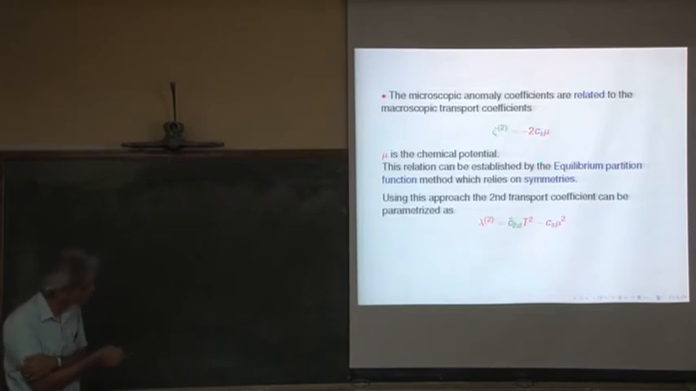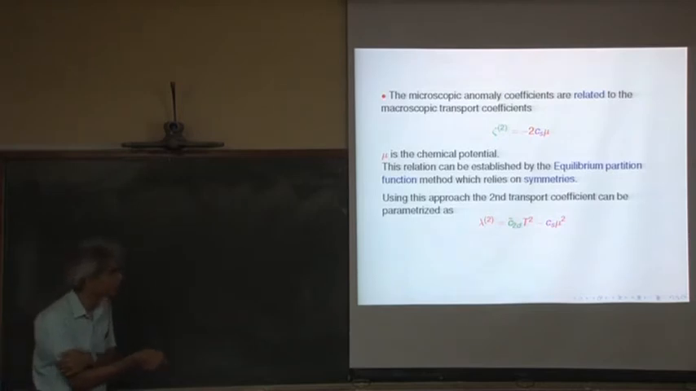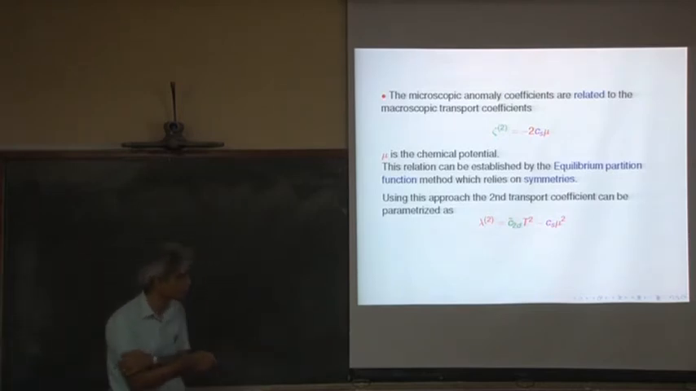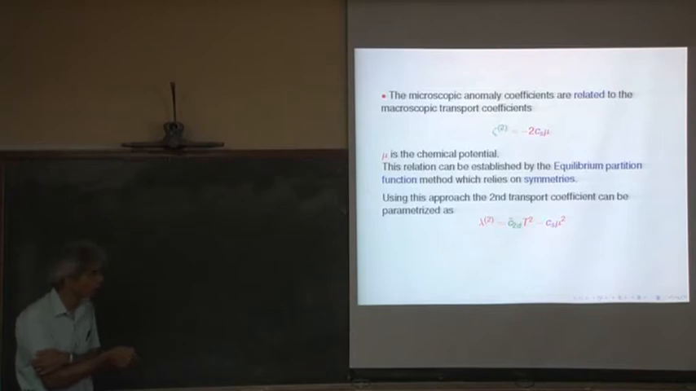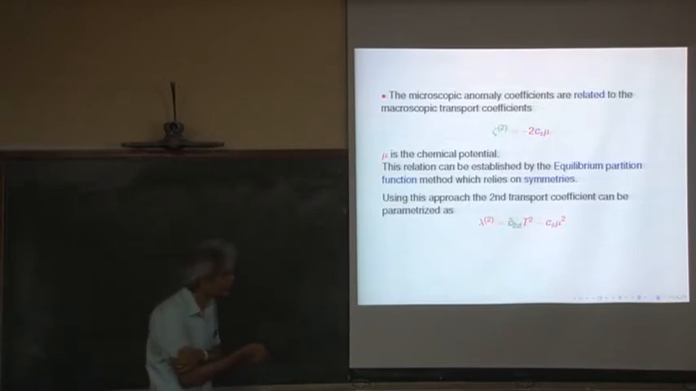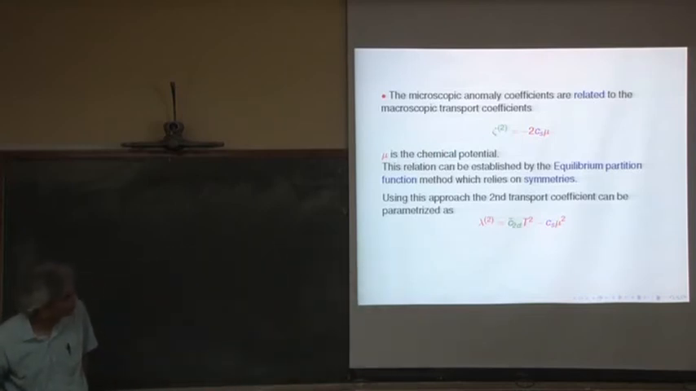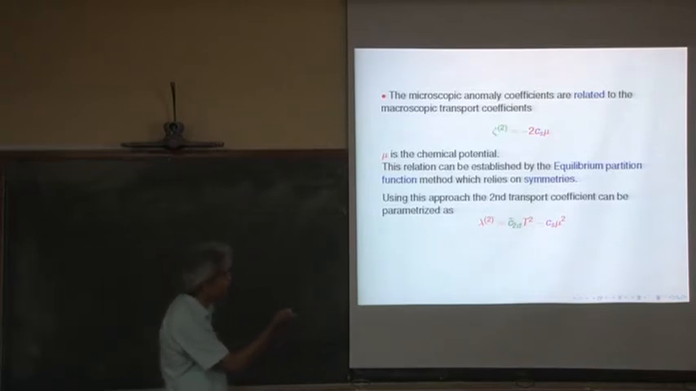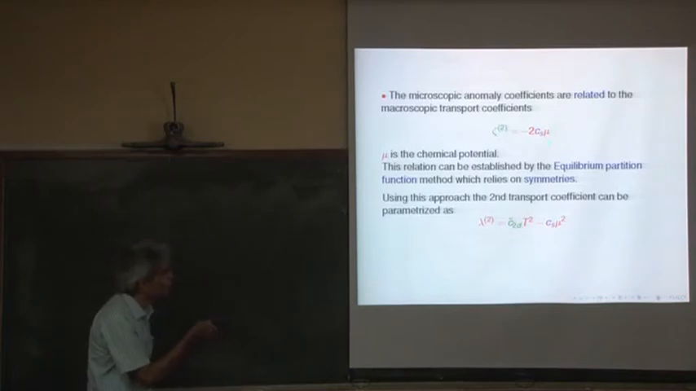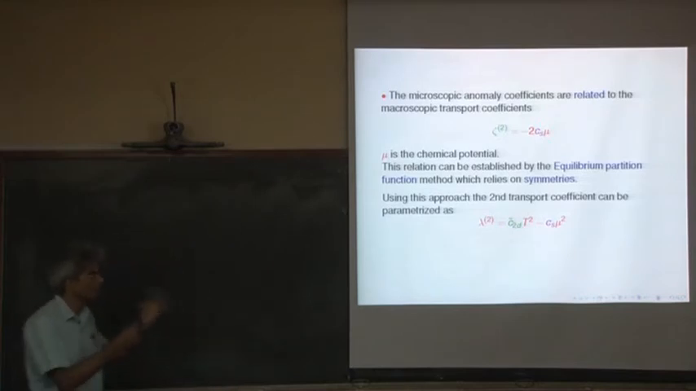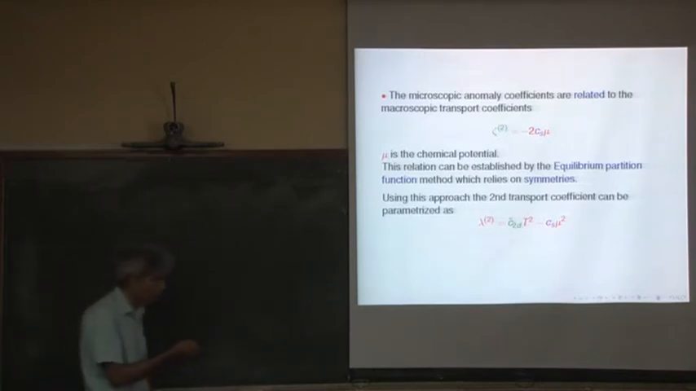Using this approach, the second coefficient can be constrained in this manner. So there's a temperature squared dependence, and there's also a chemical potential, mu, dependence. Now the C tilde is of course again the coefficient of the anomaly. The pink ones are the coefficients which you have seen in the anomaly conservation law, the macroscopic anomaly equation, while the green are the ones which you saw in the macroscopic constitutive relations.